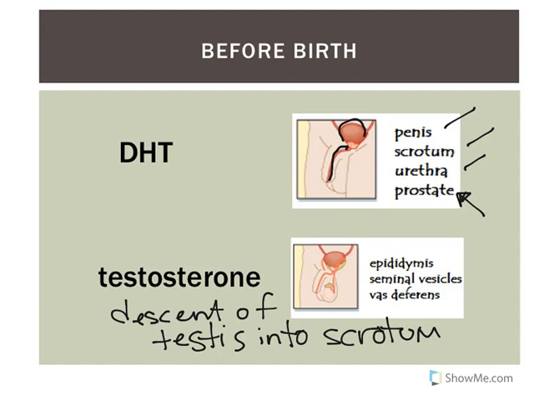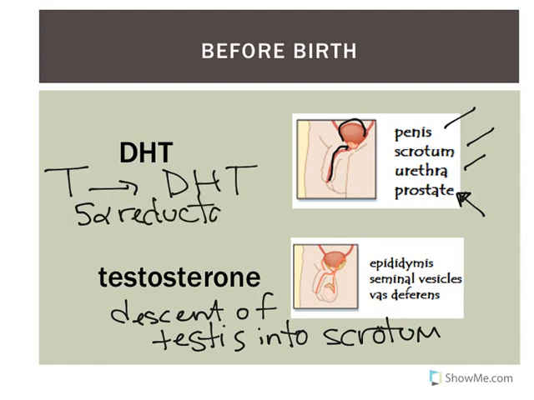Now, remember, DHT is made by converting testosterone to DHT using 5-alpha reductase. So if you don't have sufficient levels of 5-alpha reductase, then you won't be able to produce DHT, and that could cause issues before birth with the development of certain male reproductive organs.